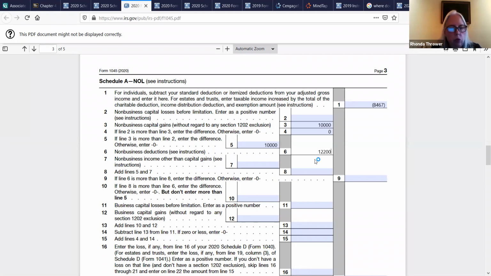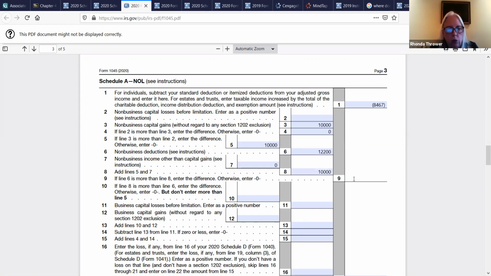Then you'll move on to line 7, which is non-business income other than the capital gains. And we didn't have any of that. That would be things like taxable interest income that could have possibly gone there, but we didn't have any. So we're going to put 0 there. And then line 8 says to add lines 5 and 7 together. These two go together, and that gives us 10,000 again.